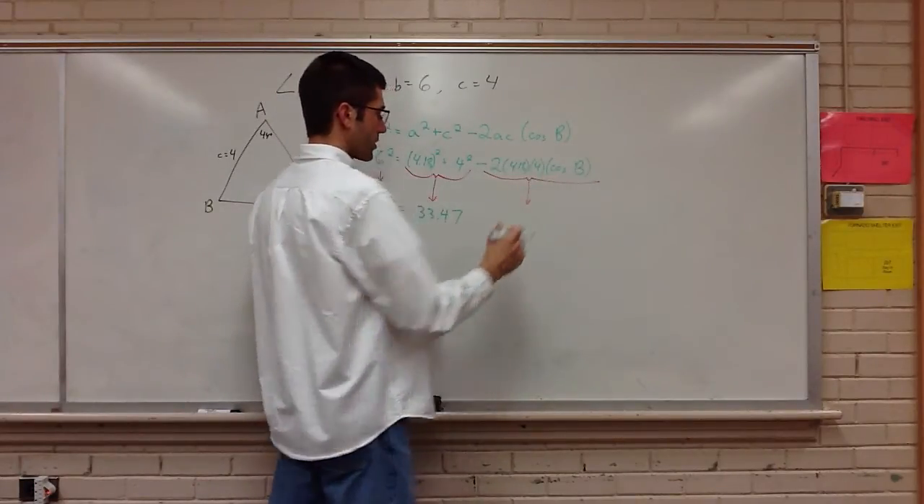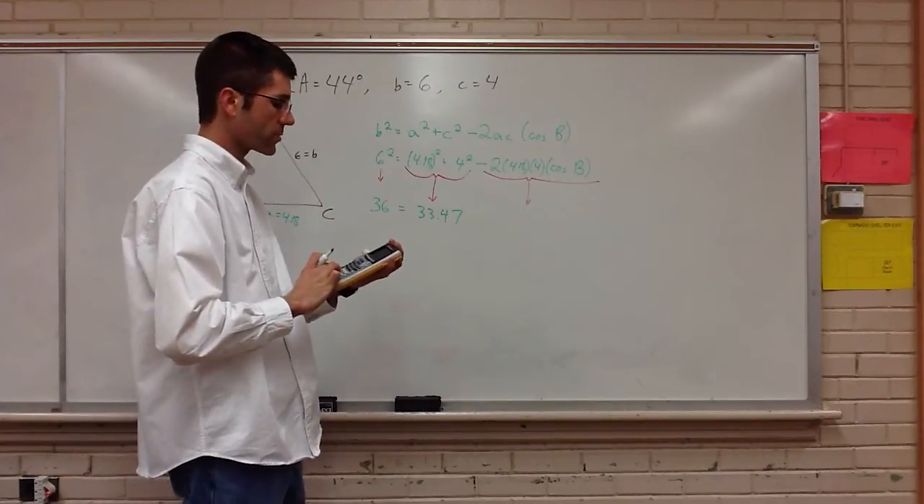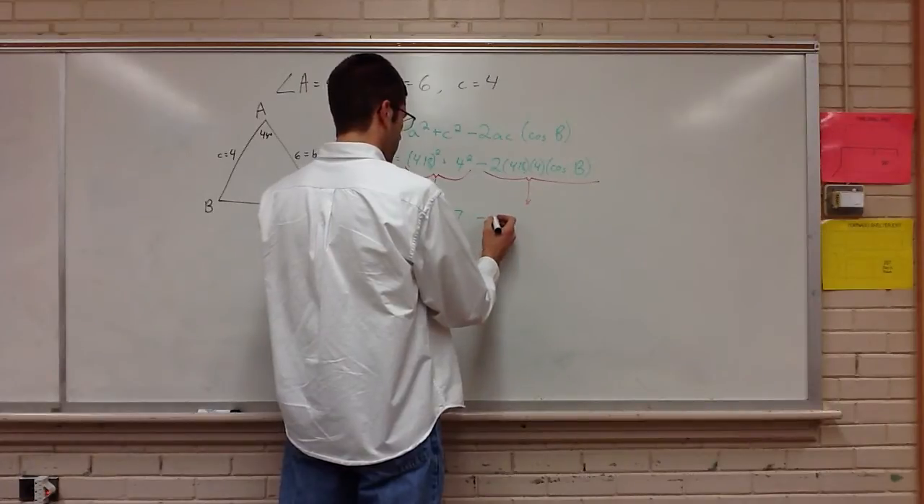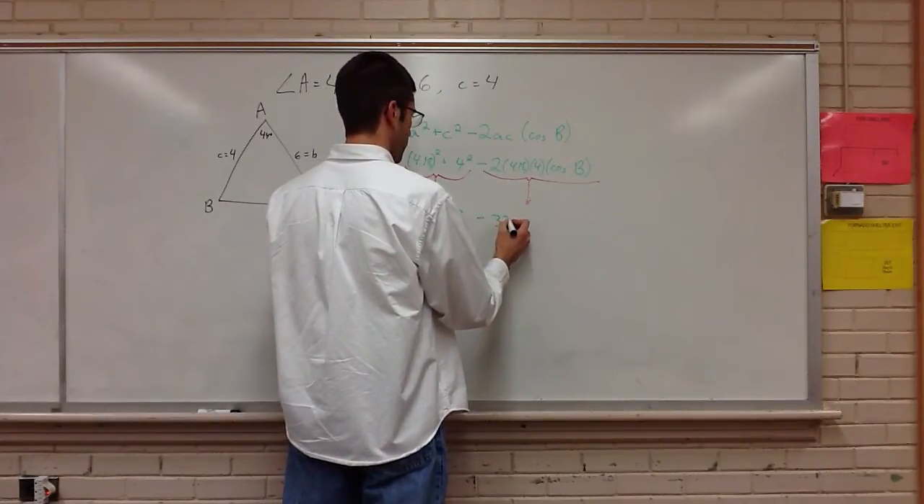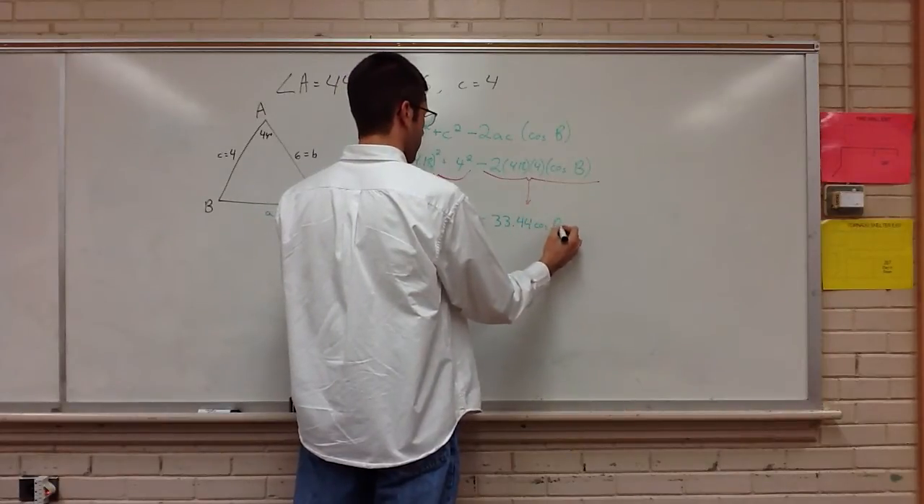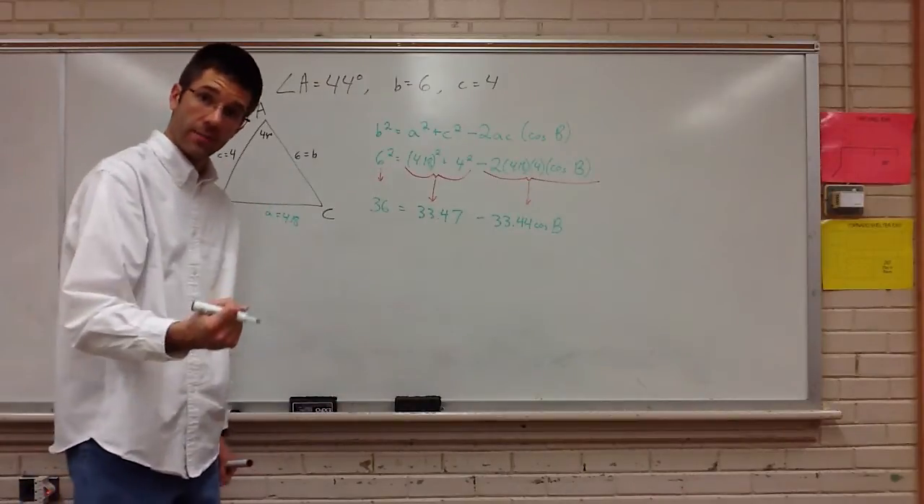Obviously, you can't do anything with that because I don't know what capital B is. So 2 times 4.18 times 4. 33.44. Cosine B is floating around at the end. Okay, keep in mind what we're looking for. I'm looking for B, capital B.